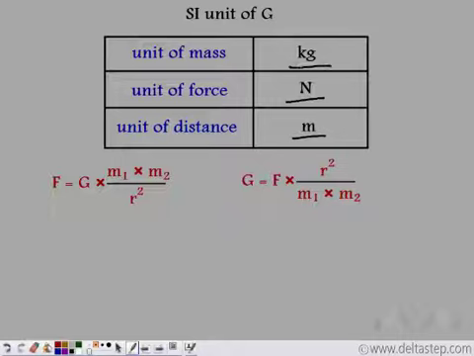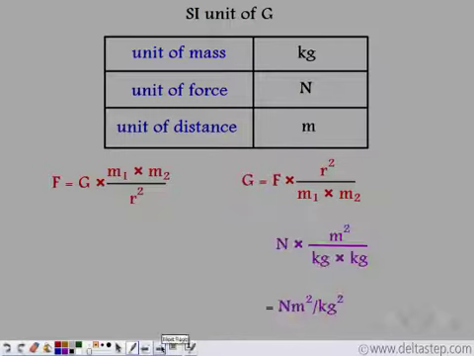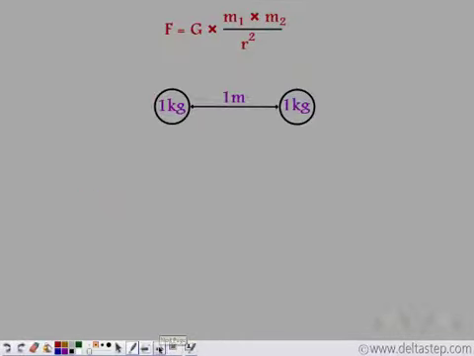So, the SI unit of G would be equal to Newton into r square, which would be meter square, divided by mass into mass, that would be kg into kg. So, the SI unit of G is given as Newton meter square divided by kg square. Now, what is the value of this G? That is, what is the value of this universal gravitational constant?